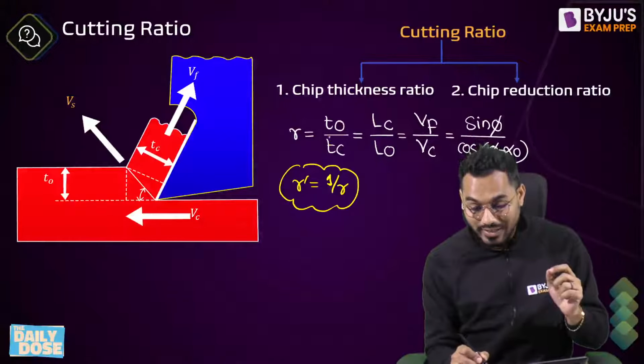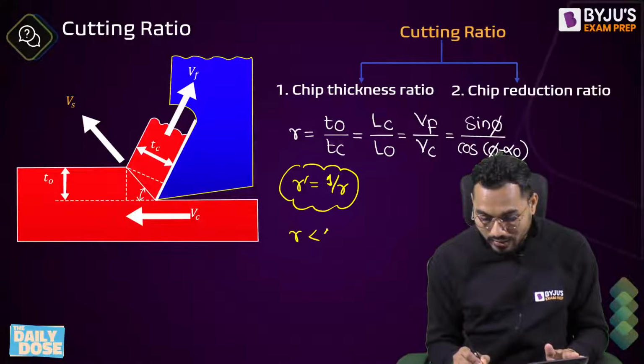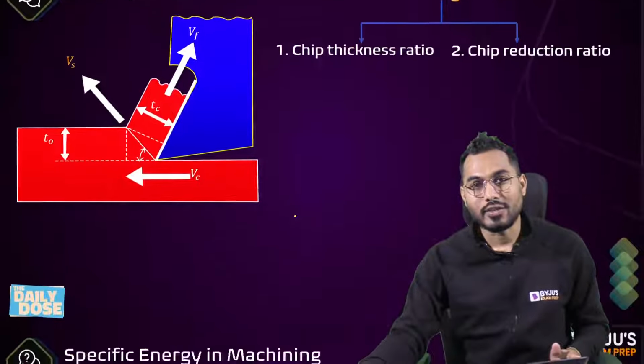As we know, TC, the thickness of the chip, is greater than T naught. So the chip thickness ratio R is always less than 1, and the chip reduction coefficient is always greater than 1. Always what? Greater than 1. I hope you are understanding this.